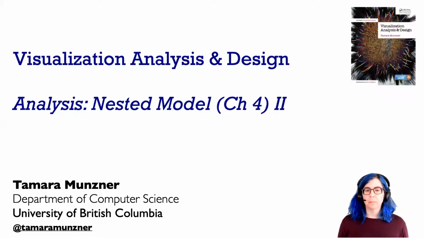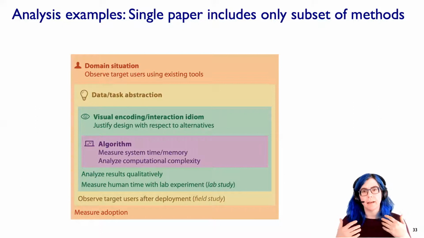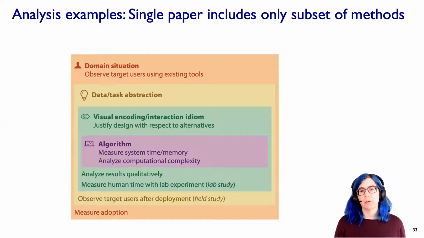All right, let's talk a little bit more about the nested model as it pertains to doing research papers. Now, the nested model posits that we've got these four levels: domain, abstraction, idiom, and algorithm. And I discuss a whole bunch of different ways to validate and the idea that we match the method to the level. But, and here's the big thing, it is extremely rare for a single research paper to try to hit all of these goalposts at once.